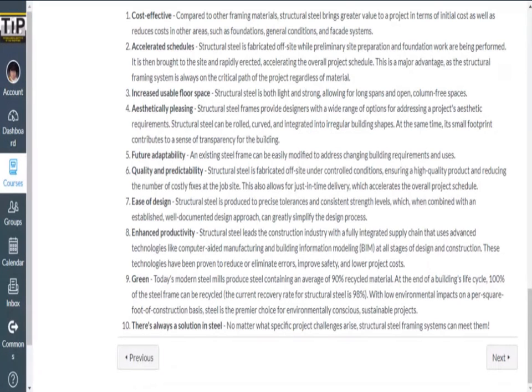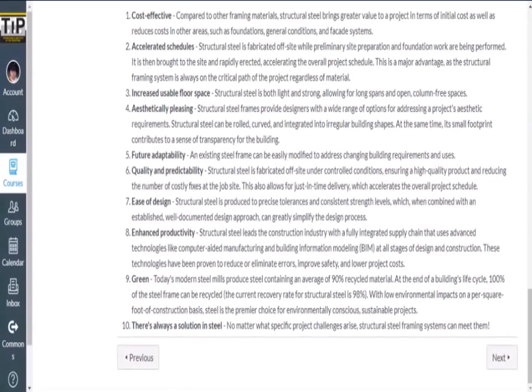So, it is only limited to, say, slabs, walls, non-load bearing walls, and intermediate beams, for example. For framing systems, precast concrete is not recommended.